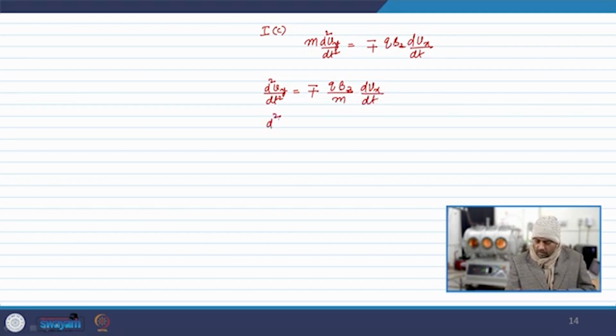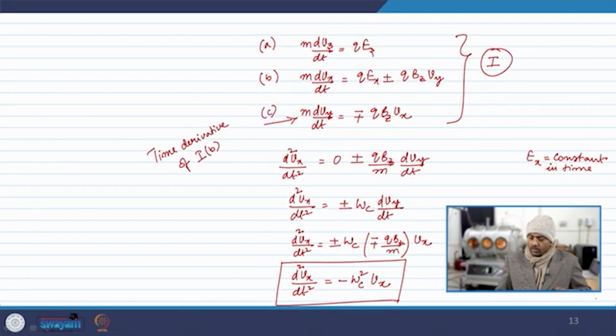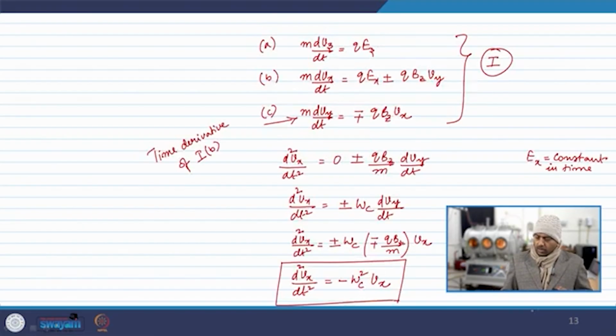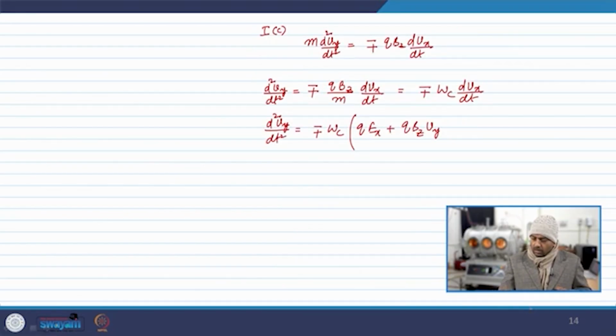So we will write d square Vy by dt square, qB by m is omega c, right. So minus plus omega c dVx by dt. So we will bring dVx by dt from the equation 1b. This is qEx plus qBz Vy. If I am correct, there will be a mass in the denominator, right, qB.